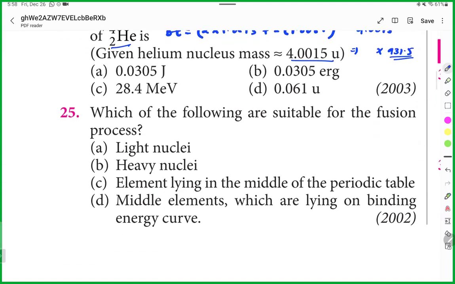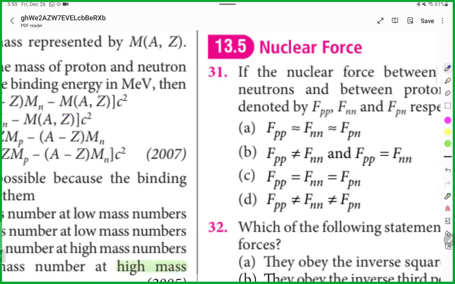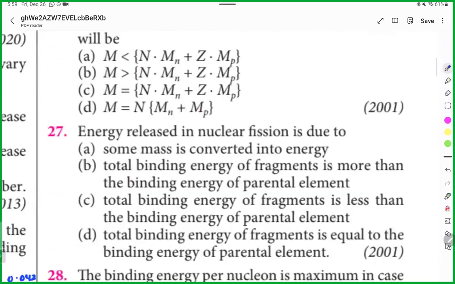Sarah, 25th. Which of the following is suitable for the fusion process? Light nuclei. Light nuclei, done. Heavy nuclei, fission. Chandana, 26th.